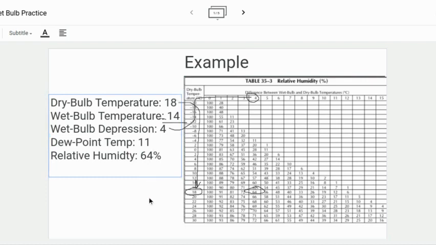All right, so that is the crash course on how to figure out the dew point and the relative humidity based on the dry bulb temperature and the wet bulb depression.